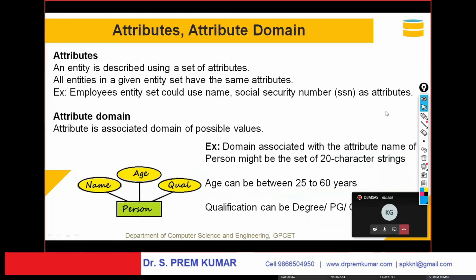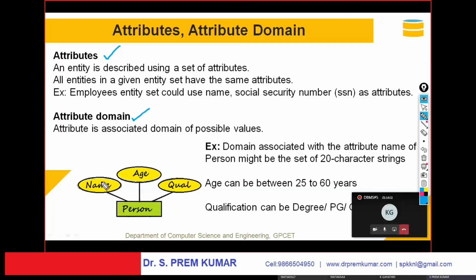Now let us go ahead with attributes and attribute domain. As I told you previously, for example, a person is an entity. Person is identified by name of person, age of person, and qualification of person. Every person is identified by these. These are called attributes and this is called the entity. For every attribute, there should be an attribute domain.